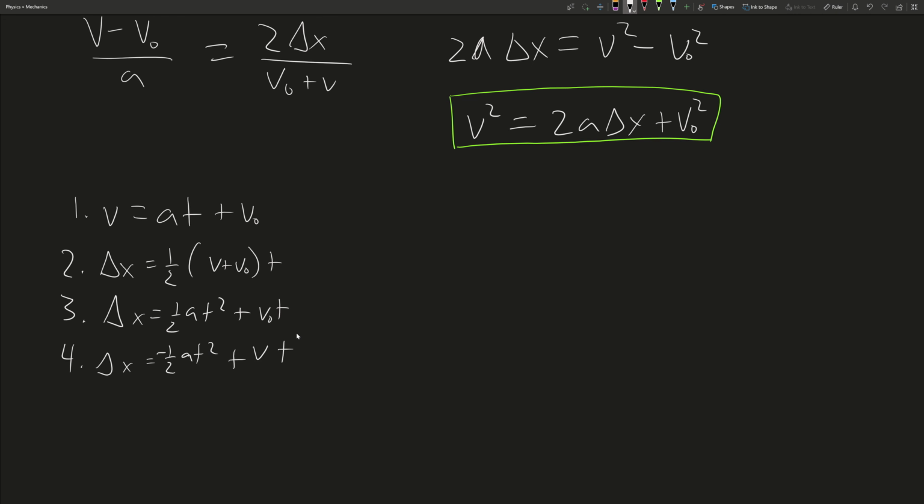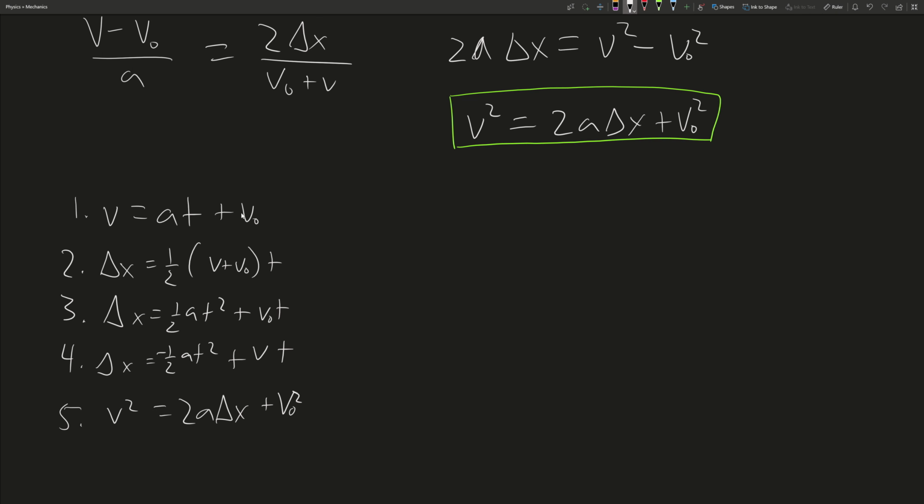Again, this is just rearranged. I just flipped the terms here, but it doesn't matter since they're algebraically equivalent again. And then 5, we have final velocity squared is equal to 2 times the acceleration times the displacement plus initial velocity squared.